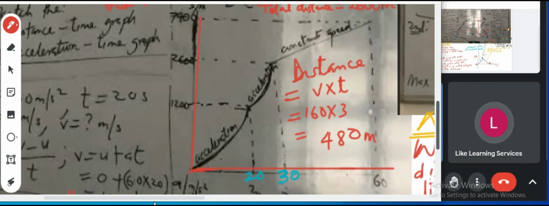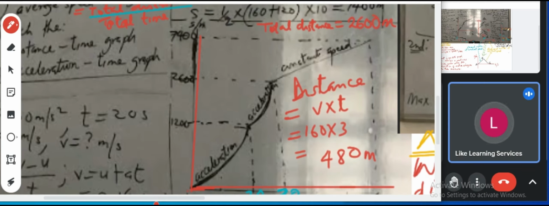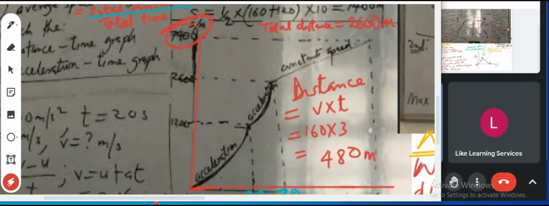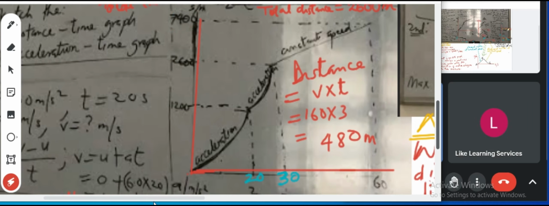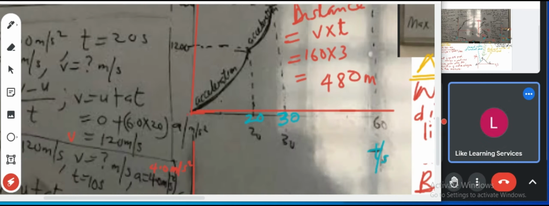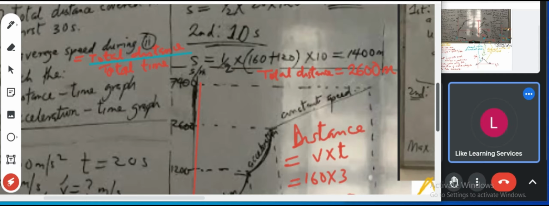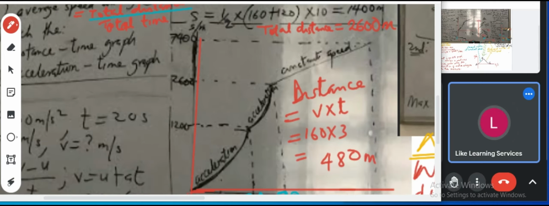Is it 480 or 4,800? Wait, what happened to the area on that graph? No, this is a distance against time graph. Oh, this is a distance against time graph. So distance is just speed times time. Sorry, is this thing 1,600 or 160? Let me be sure. It looks like it's 1,600. No, that's 160. Oh, 160 for 30. I wrote 3 for 30 seconds. So it's 4,800. Did you get it? Yeah.